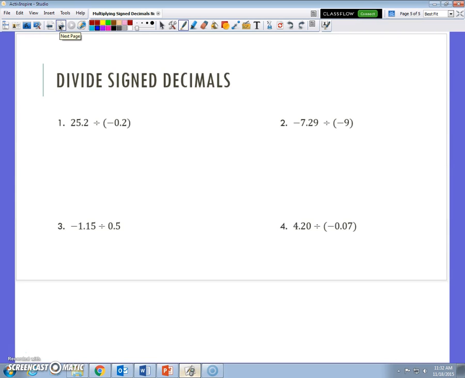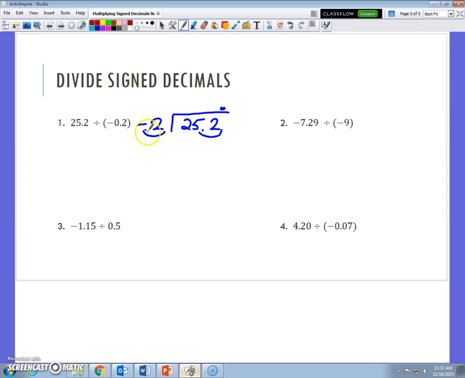When I'm dividing, the first number, the 25.2, goes on the inside of my division bar. And then I have negative 0.2 on the outside. So what I want to do is move the decimal point until this is a whole number. I'm going to move it one spot this time. I'm going to put my decimal point.